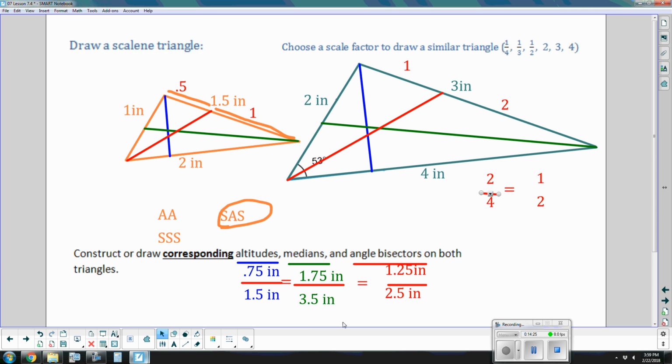So the segments that form the angle have the same ratio as the split segments of the third side. So this angle that's being bisected has a 2 inch side and a 4 inch side. And the angle bisector cuts that third side into a 1 inch piece and a 2 inch piece.